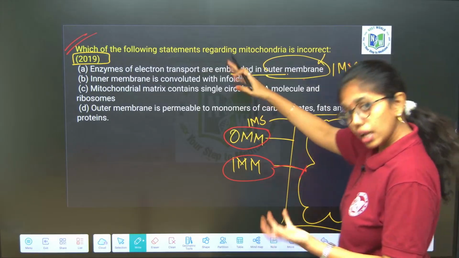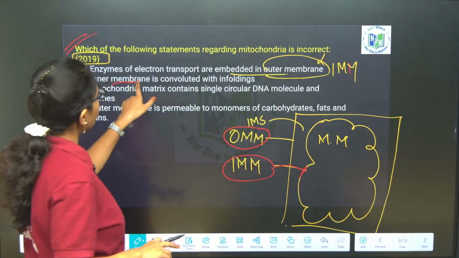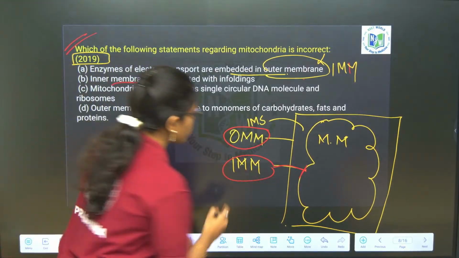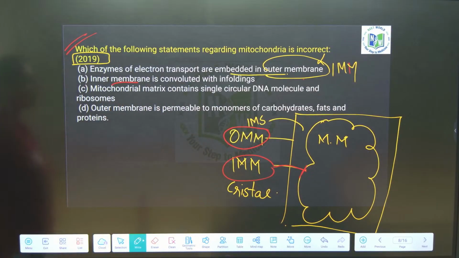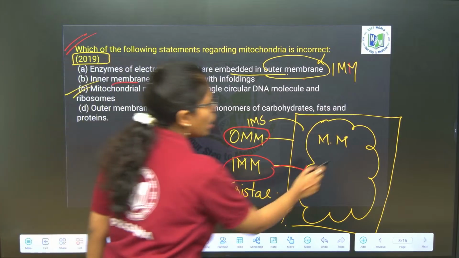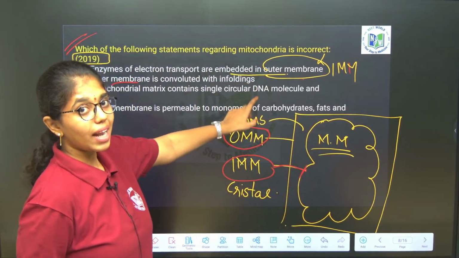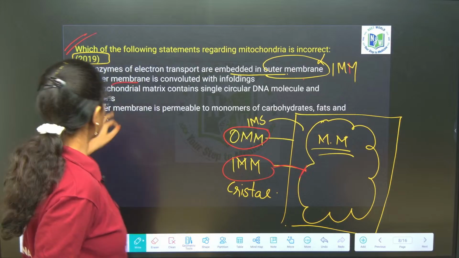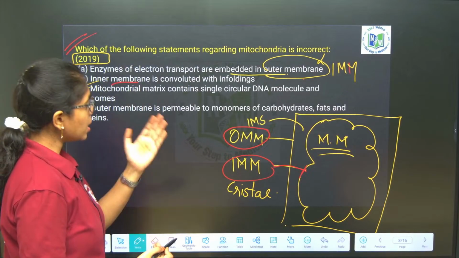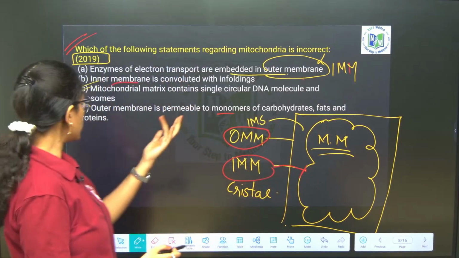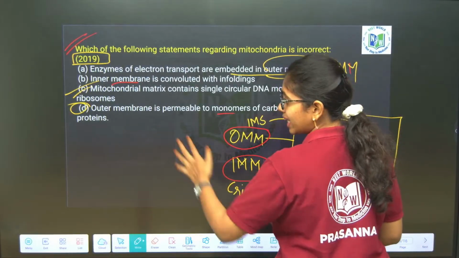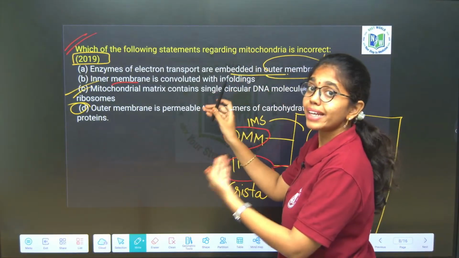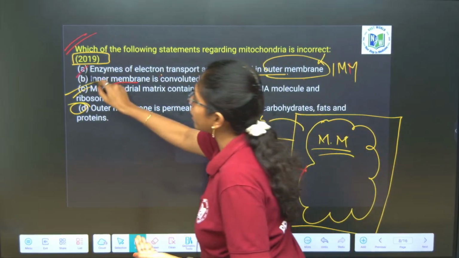So this is incorrect. Let us look into the other options also. The inner membrane is convoluted into infoldings, that is why it is called cristae. Third option: the mitochondrial matrix contains a single circular double stranded DNA molecule and 70S ribosomes. Next, the outer membrane is permeable to monomers of carbohydrates, fats and proteins. This is correct because the outer membrane is completely permeable. As the question asks for the incorrect statement, option A is the answer.